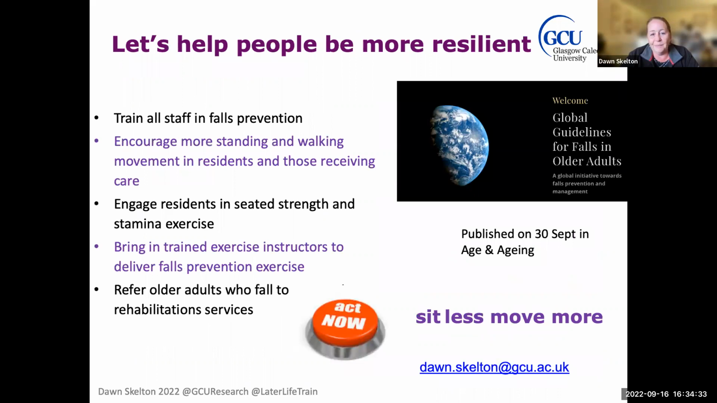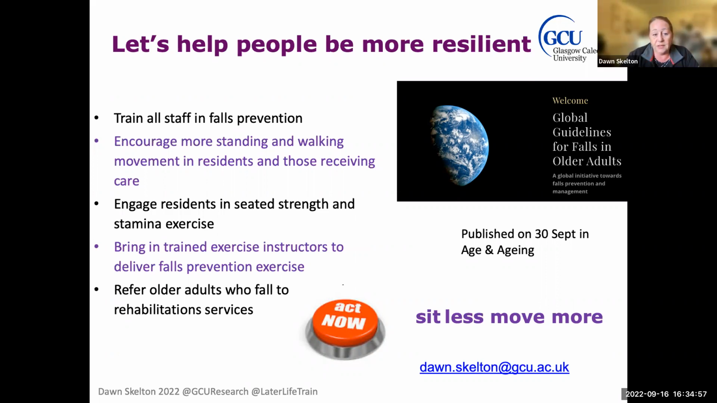So just finishing up, it's really important that we help people be more resilient in these settings. We need to train all staff in falls prevention. That's everyone from catering staff, people visiting, care staff, friends and relatives as well, actually. We need to encourage more standing and walking movement in residents and in those receiving care, because that might make a difference to the future trajectory of frailty.